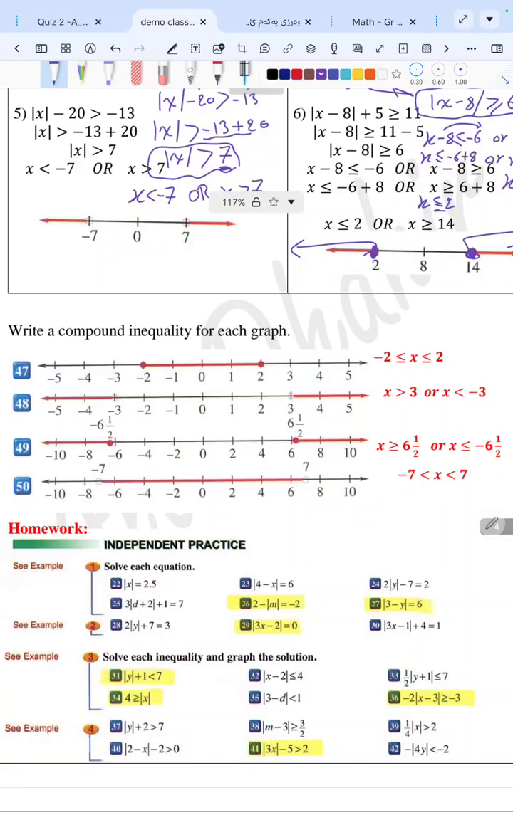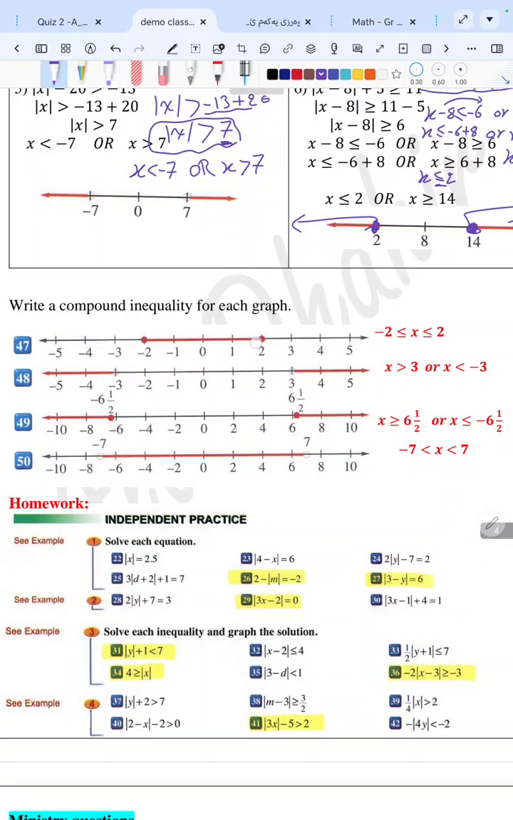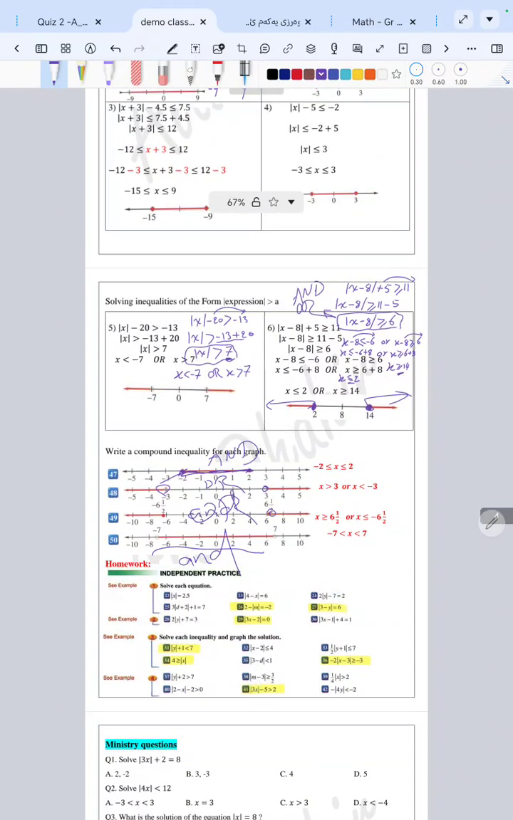Sometimes they give us the graph, the number line, and they tell us to write the absolute value inequality. But before you write the inequality, you have to know if it's and or if it is or. As you can see, there is only one part of the graph, so it will be and. This one, it will be or. Again, this one, it's and. Even this one, it's or. And this one, it will be and. Okay?